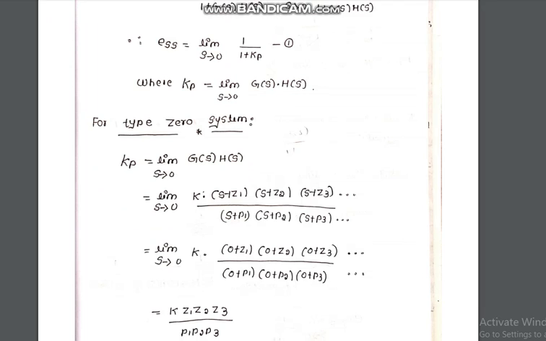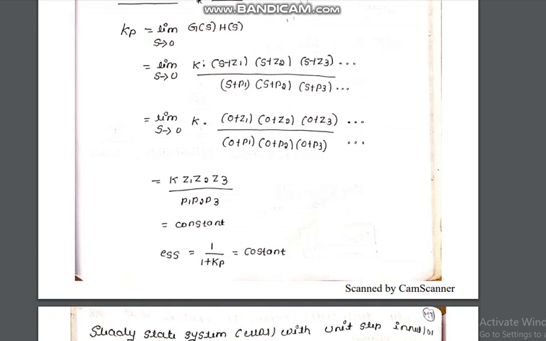So I can write limit s tends to 0 of K into (s plus z1)(s plus z2)(s plus z3) divided by (s plus p1)(s plus p2)(s plus p3). Because it is a type 0 system, substituting s equal to 0 in the numerator and denominator, we get z1 z2 z3 and p1 p2 p3. So finally, it is equal to constant K into z1 z2 z3 in the numerator divided by p1 p2 p3 in the denominator. And I can say it is a constant.